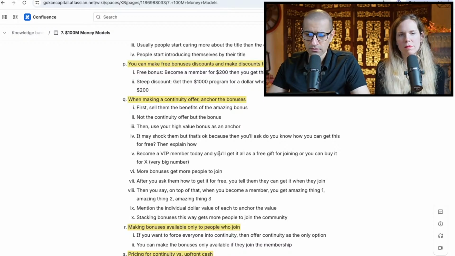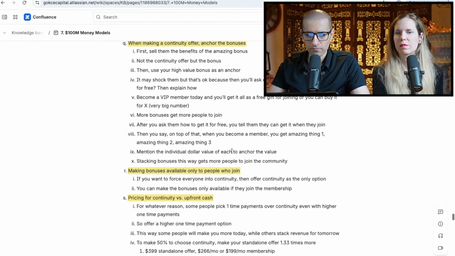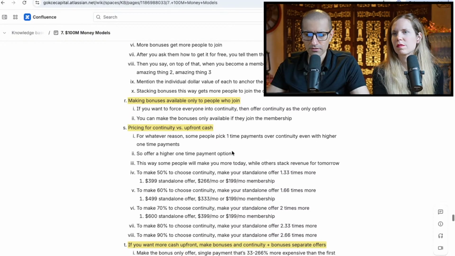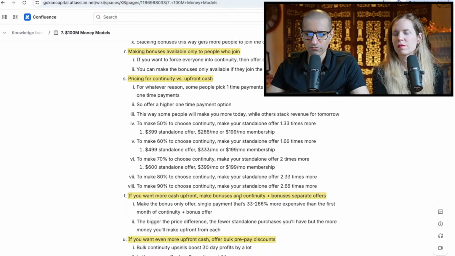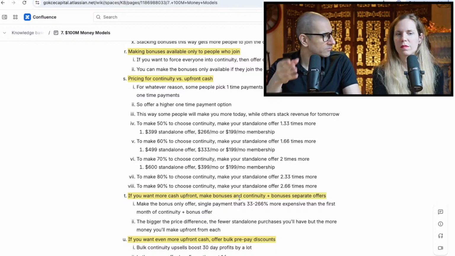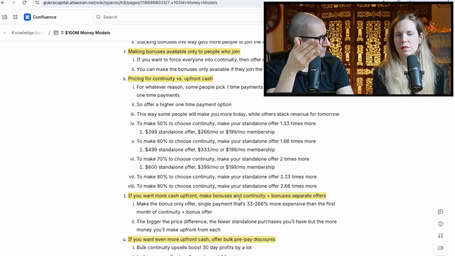Okay. More bonuses get more people to join. Make bonuses available only to people who join. Pricing for continuity versus upfront cash. Yeah, we looked at this, right? If they want to do standalone, standalone will be higher than the membership, right? Because then they might go back and upsell themselves to a membership when they see the individual prices.